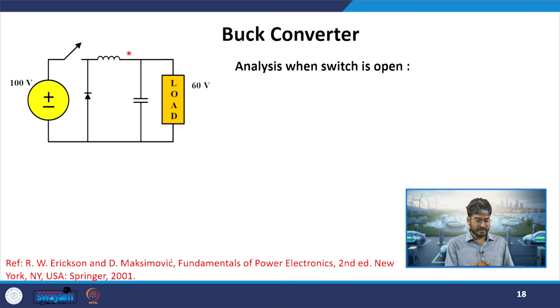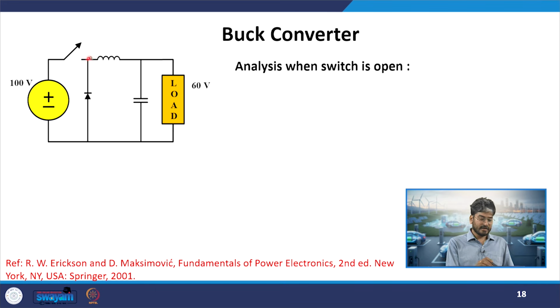So, how will it maintain the current? It will make this freewheeling diode come into the conduction path, because the current was flowing in this way when the switch was on. So, it will try to maintain that current. The diode can carry current in the arrow direction. So, the diode will get forward biased and your inductor will close the path.